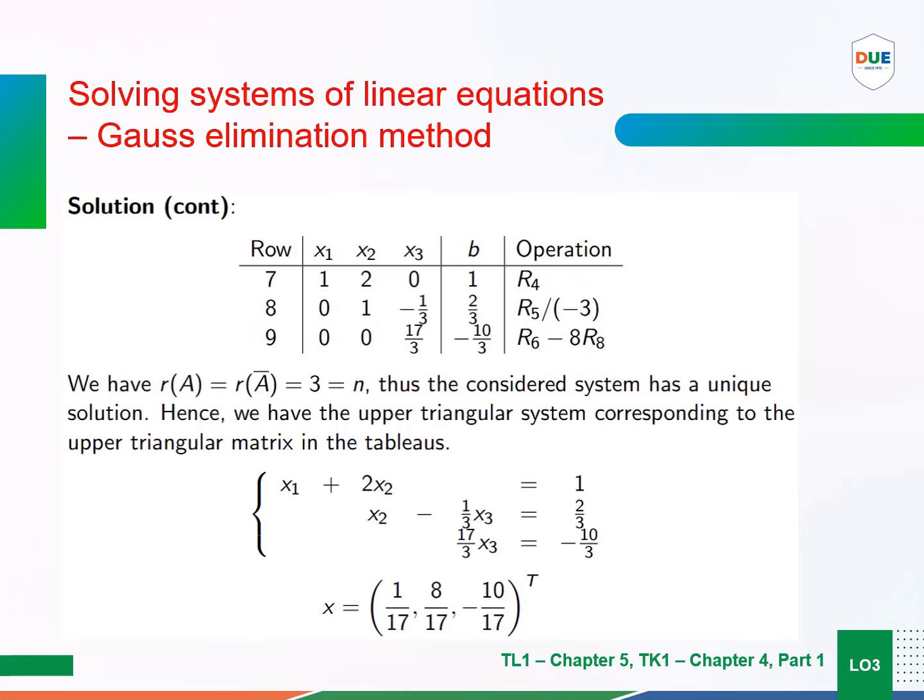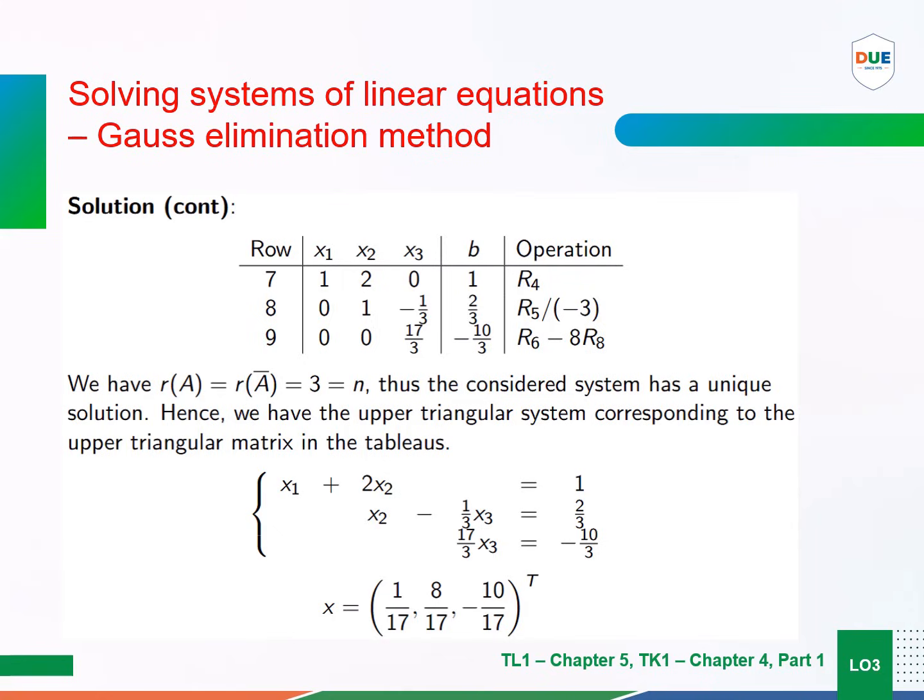Now use row 2 to eliminate the entry 8 in row 3. We replace row 3 by row 3 minus 8 times row 2. For the third entry, we get 3 minus 8 times -1/3, which equals 17/3. For the right-hand side, we get 2 minus 8 times 2/3, which equals -10/3. So the upper triangular system becomes x1 plus 2x2 equals 1, x2 minus 1/3 x3 equals 2/3, and 17/3 x3 equals -10/3. Now use back substitution.